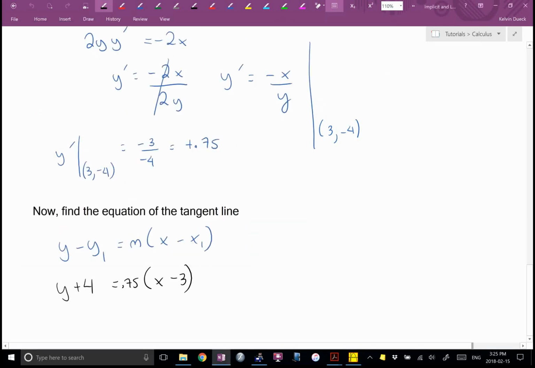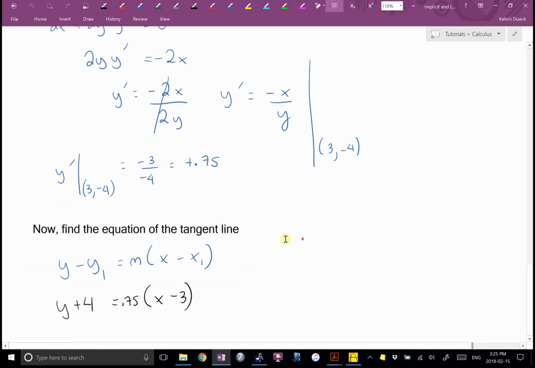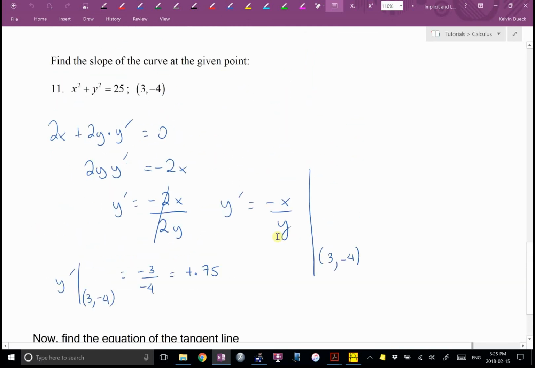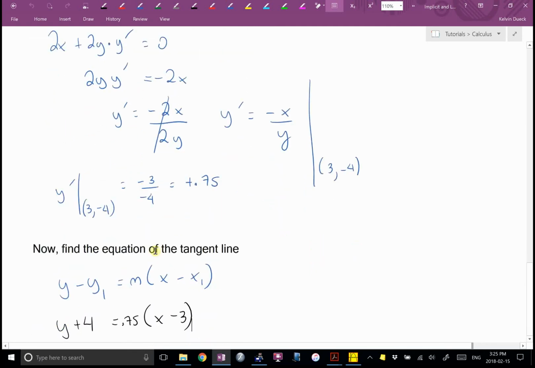Okay? So by the way, I can't do the normal line until I walk through these steps. First thing I have to do is they have to give me some points on the line, and I have to find the slope at that location. So I'm going to find the derivative. Then finding the equation of the tangent line is that there.